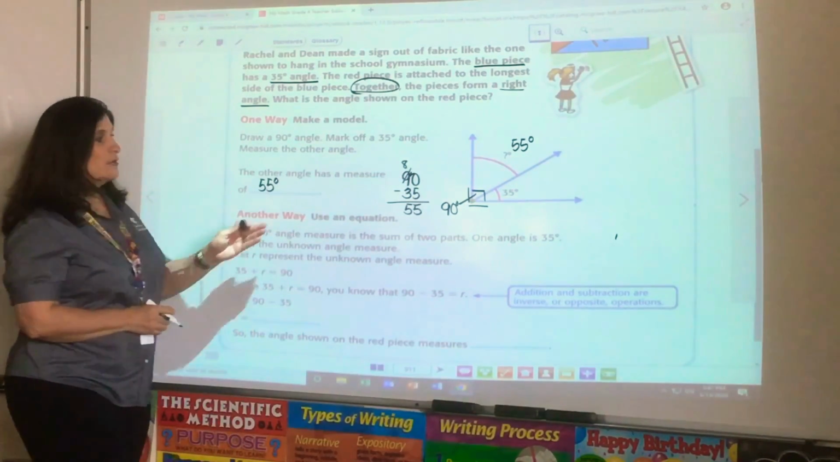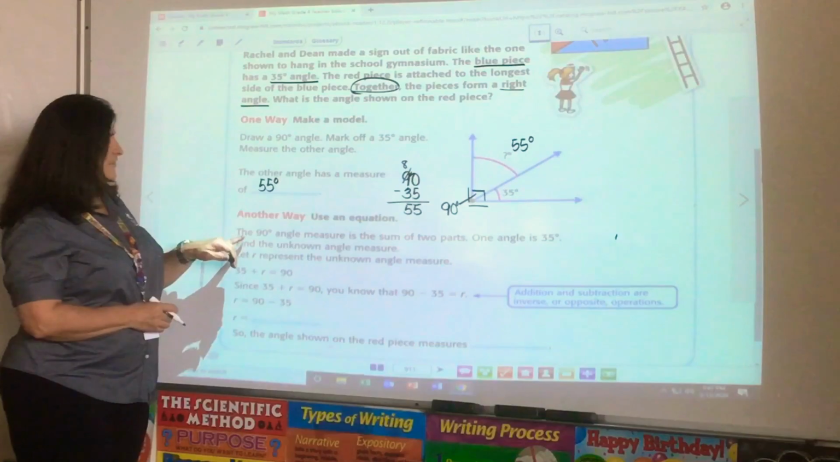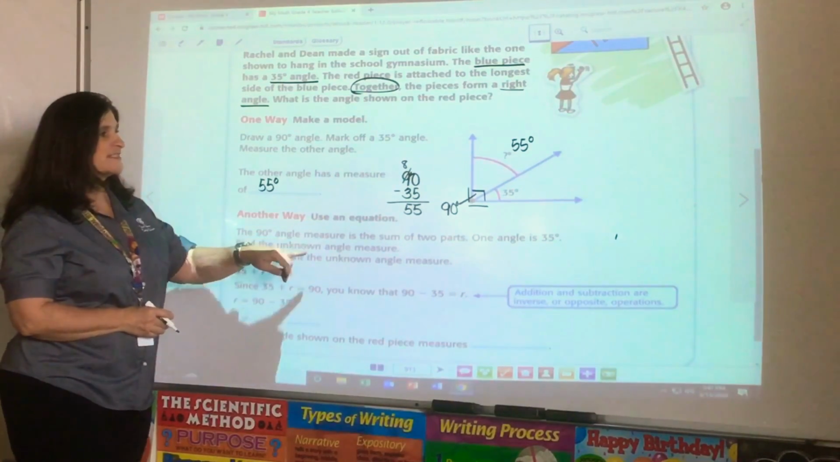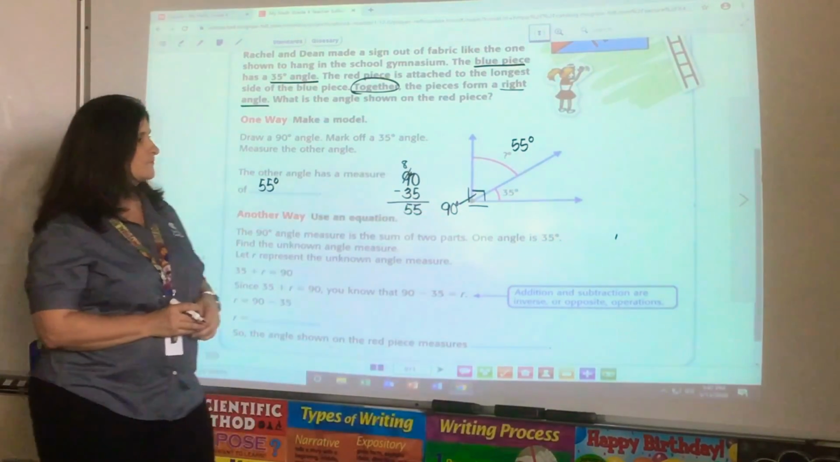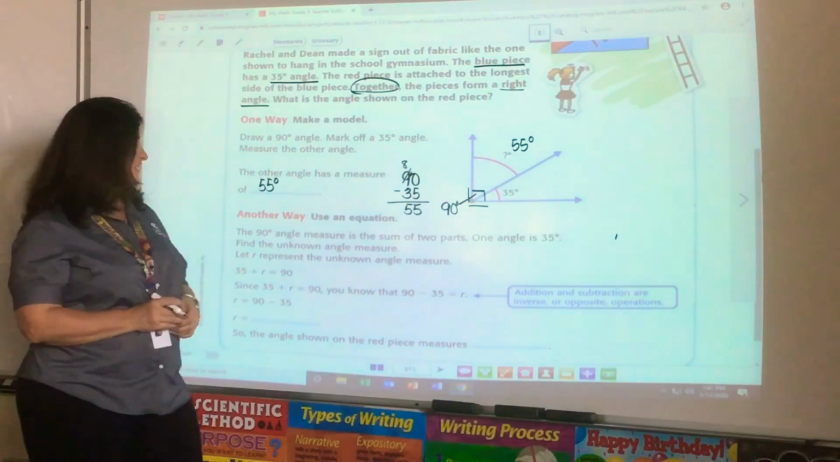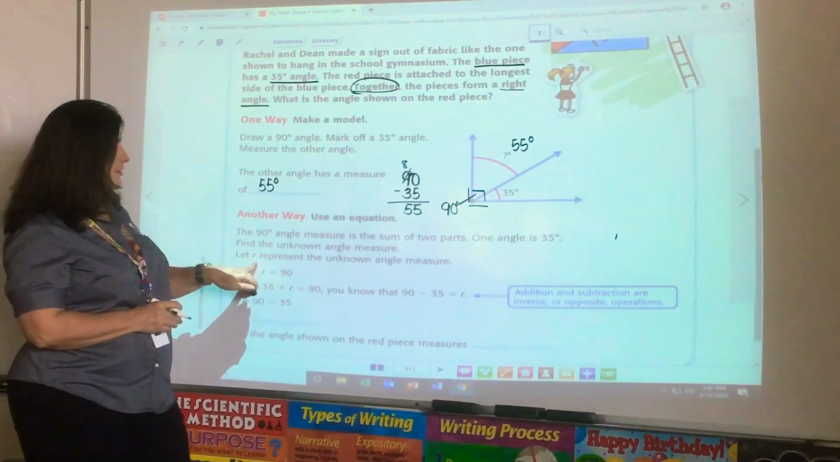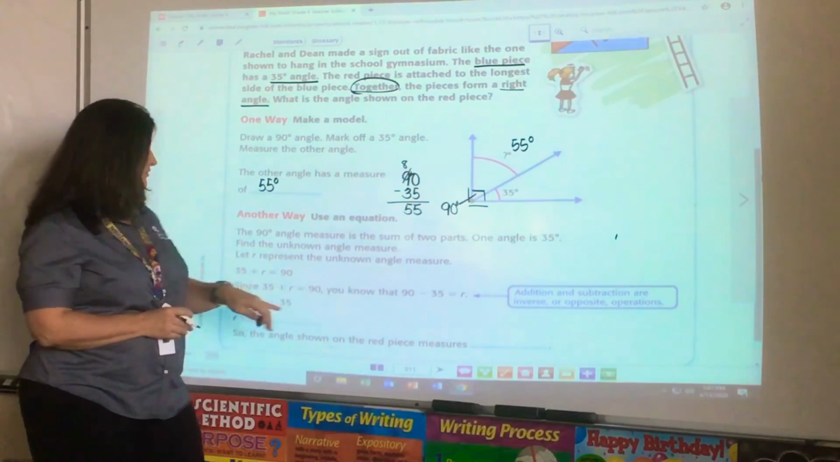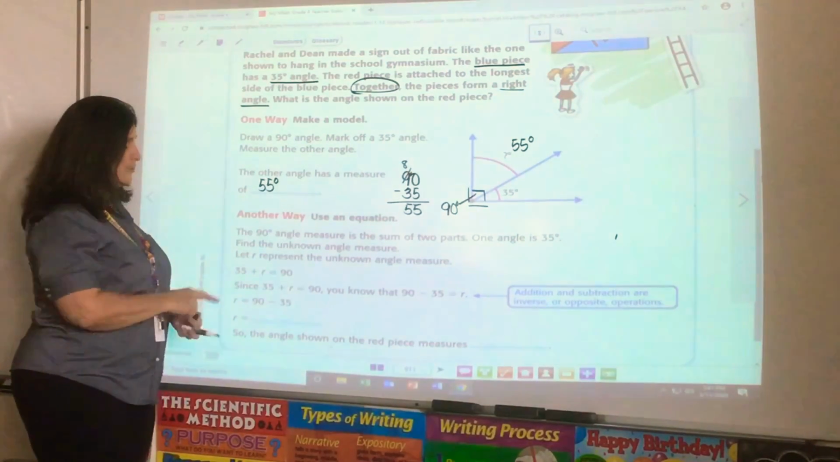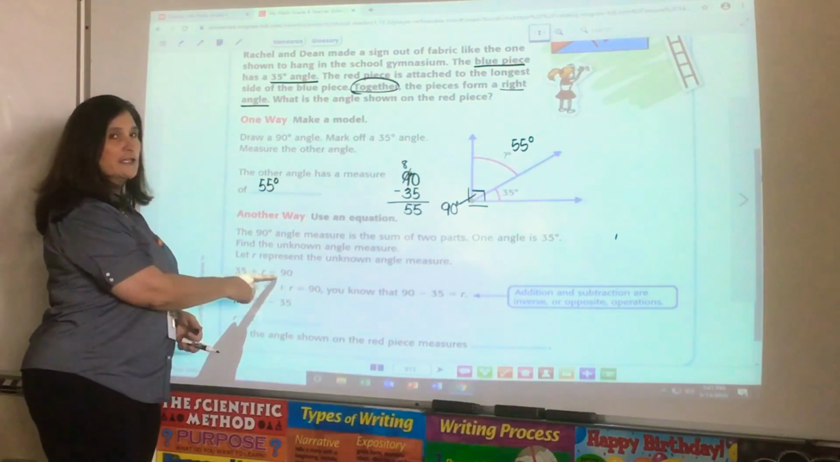So here's another way, using an equation. The 90-degree angle measure is the sum of the two parts. One angle is 35 degrees. Find the unknown angle measure. So let R represent the unknown angle measure. So they're creating an addition problem. 35 plus R equals 90 degrees.